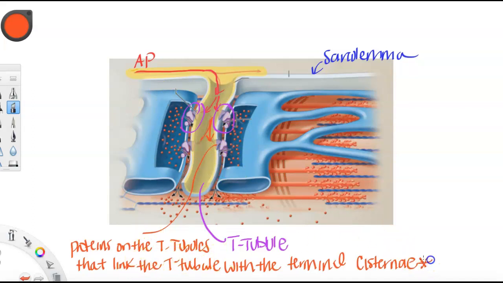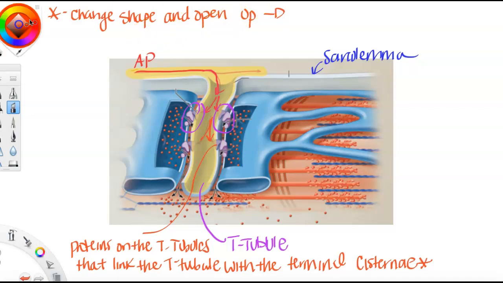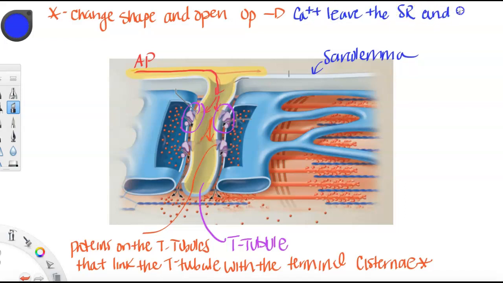So these are going to, let me go back over up here. So they're going to change shape and open up. So now calcium leaves the SR, the sarcoplasmic reticulum, and enters the intracellular space, enters the sarcoplasm.